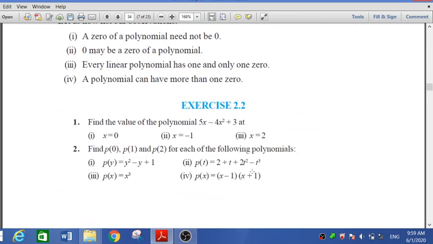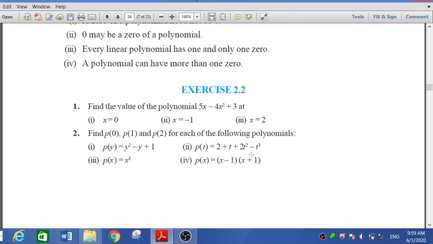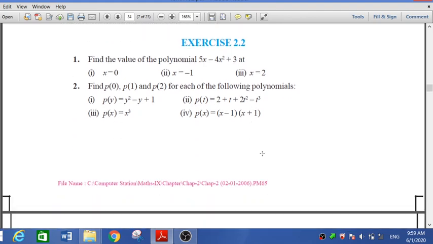We have to start the exercise directly. So I will try to solve all the sums related to it. So the first question we are doing here. So what we have to write, x equal to 0. So first of all we have to write p of x here, and then we have to write equal to. Now p in bracket you have to write 0, and now you have to put x equal to 0.